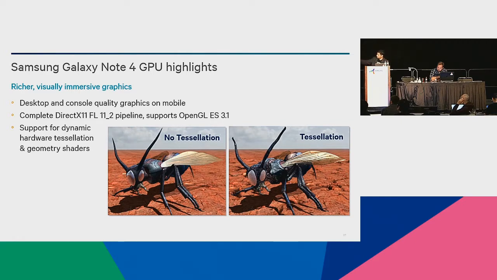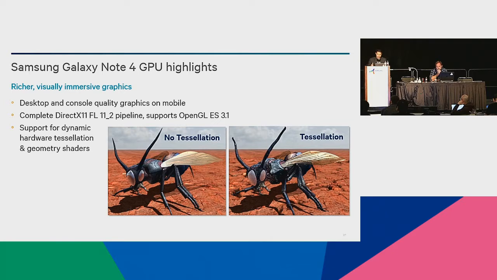So on the left side, you have a non-tessellated Hornet image, and on the right side you have tessellation enabled on the same Hornet image. And you can see the difference. There are more details on the back of the Hornet, there are more details on the ground. All these are basically additional triangles that were generated by the GPU, and then you use techniques like displacement mapping to add more effects into it.